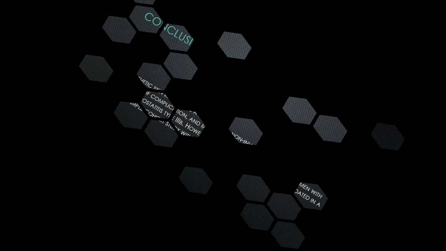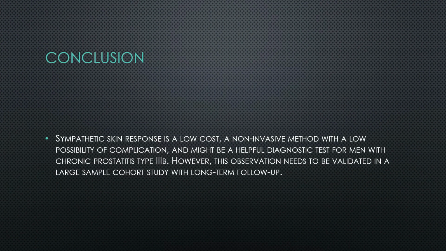In conclusion, sympathetic skin response is a low-cost, non-invasive method with a low possibility of complication and might be a helpful diagnostic test for men with chronic prostatitis type IIB. However, this observation needs to be validated in a large sample cohort study with long-term follow-up.